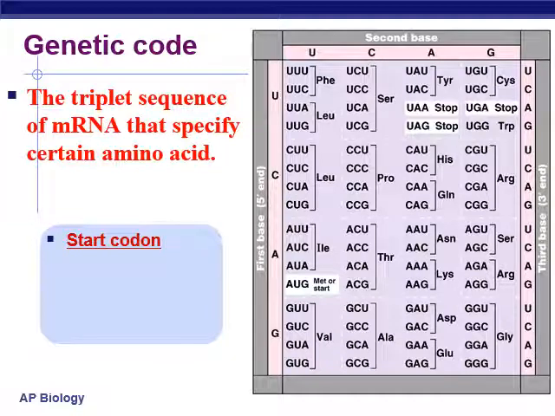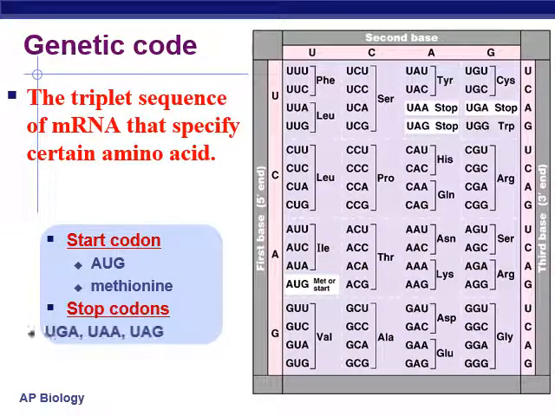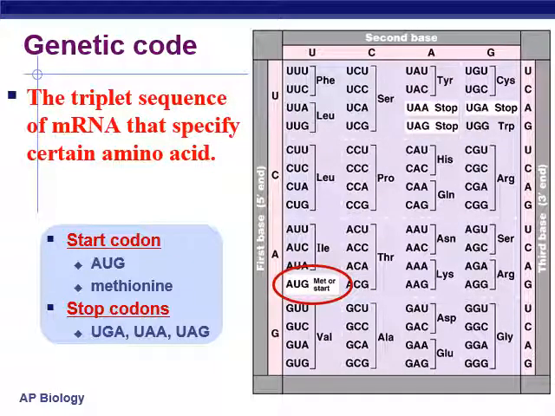The AUG codon has many functions. It not only codes for the amino acid methionine, but also provides a signal for the start of the polypeptide chain. Therefore, it is called the start codon. There are 3 other codons that do not code for any amino acids, and they are called stop codons.